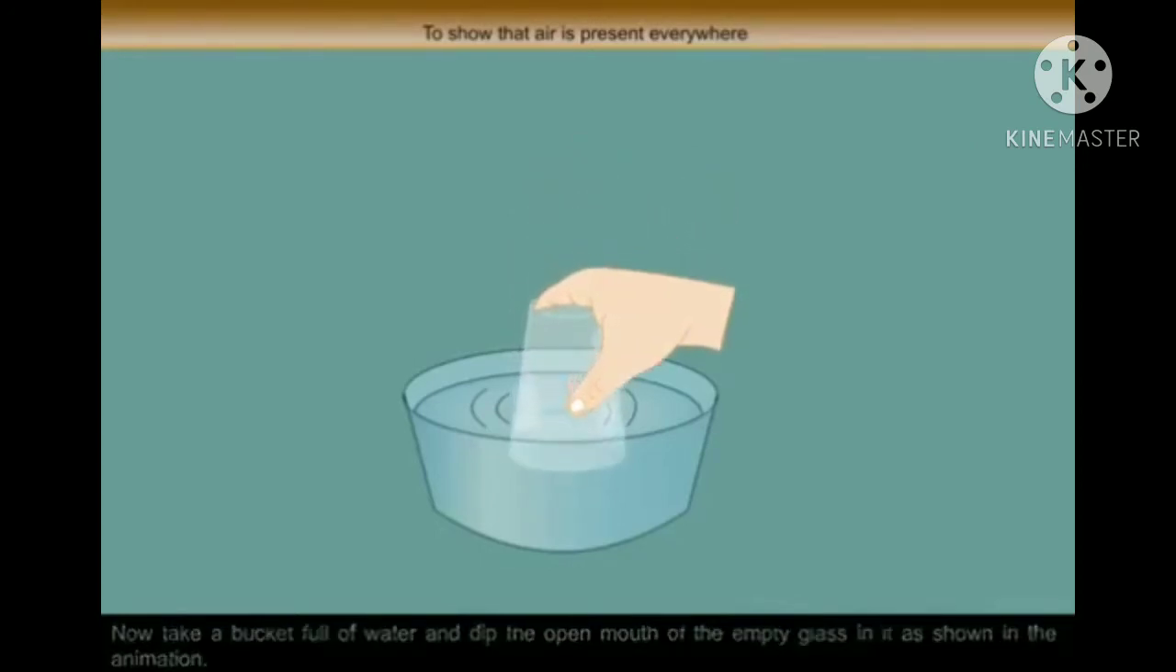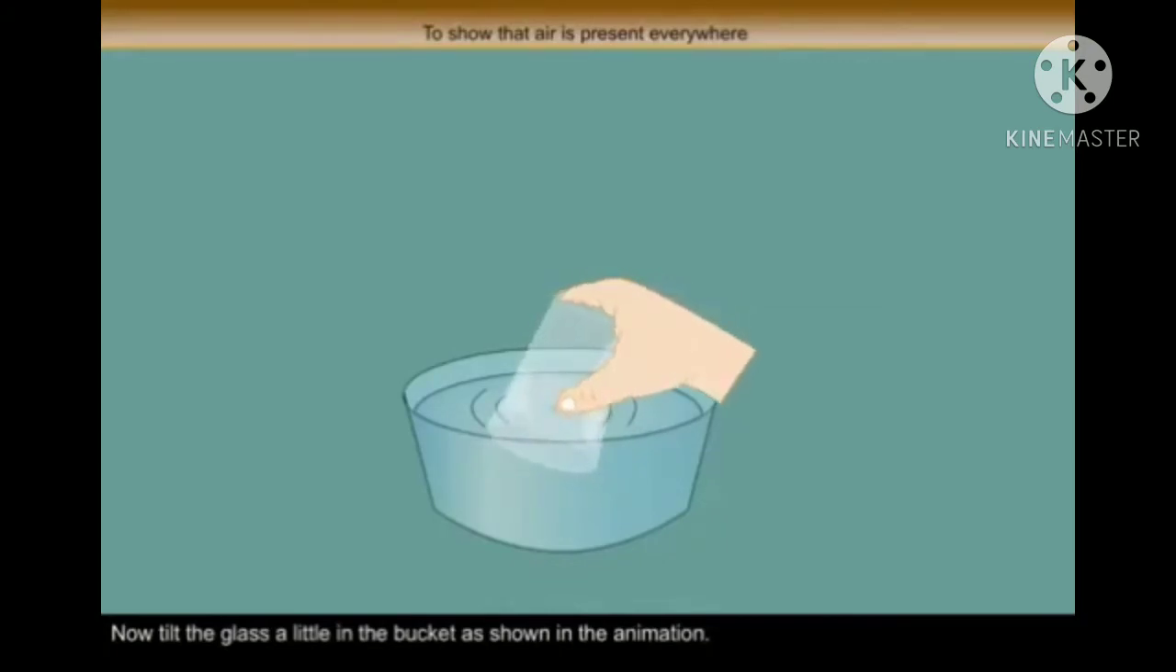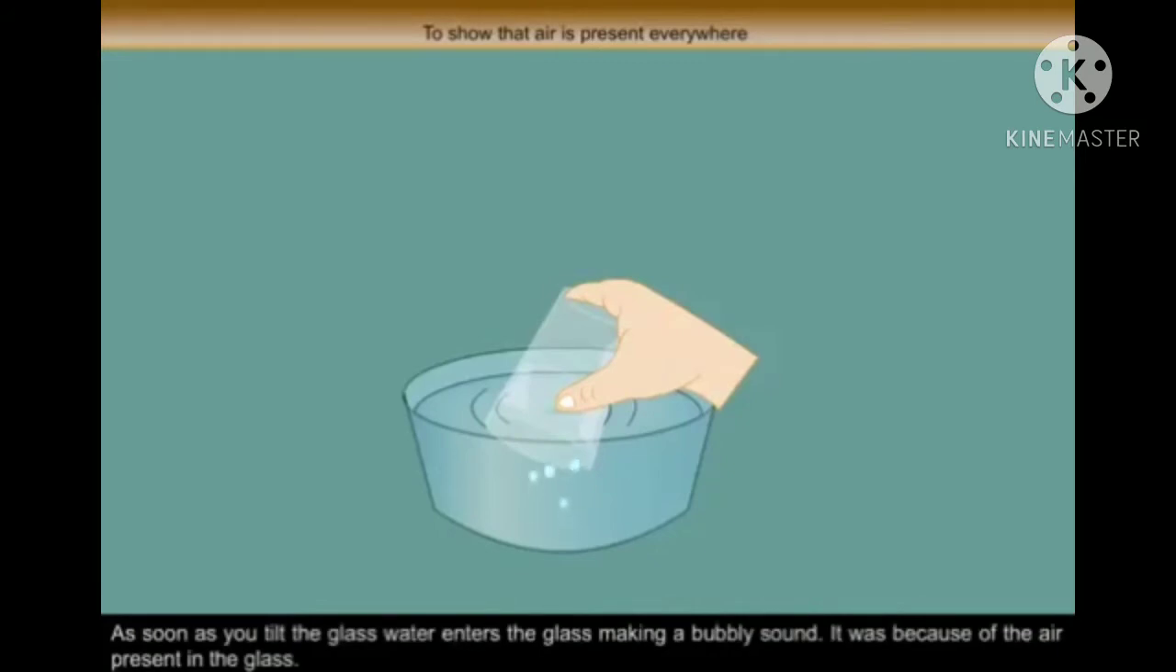Then what do you observe? You will observe that water does not enter the glass. Next, tilt the glass a little in the bucket as shown in the animation. As soon as you tilt the glass, water enters the glass making a bubbly sound. It was because of the air present in the glass.